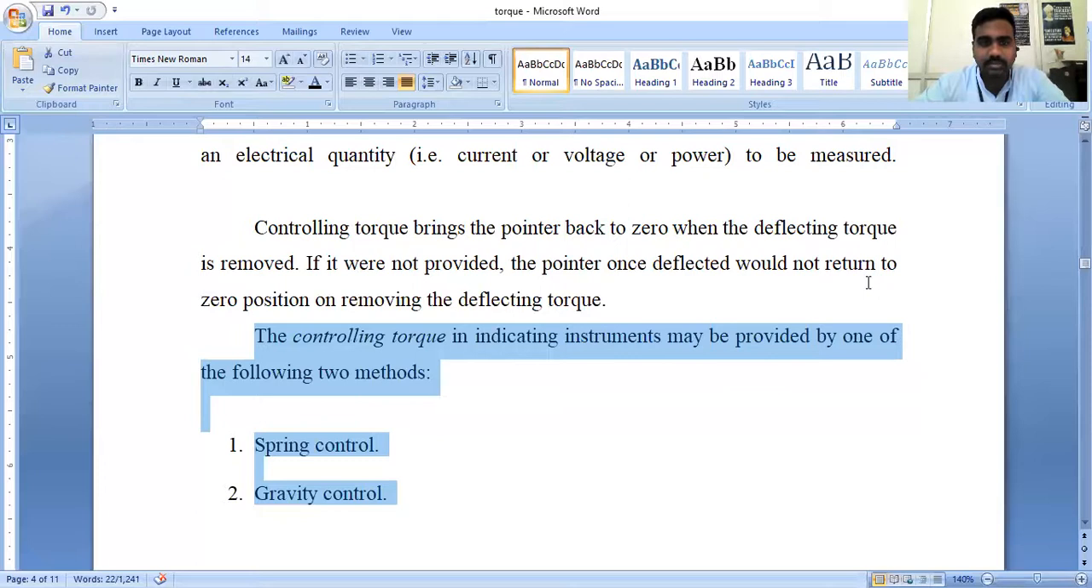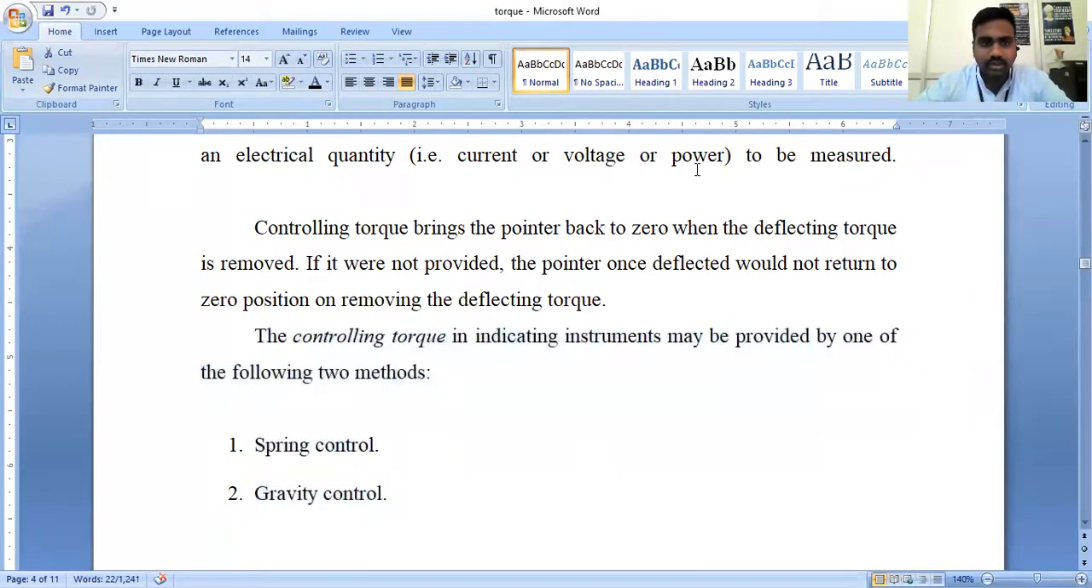Someone posted in the chat box that controlling torque is equal to the deflecting torque, right? Right. Thank you, everyone. Controlling torque is equal to the deflecting torque. The relation between controlling torque and deflecting torque is T suffix C is equal to T suffix D. Okay, right. Thank you.